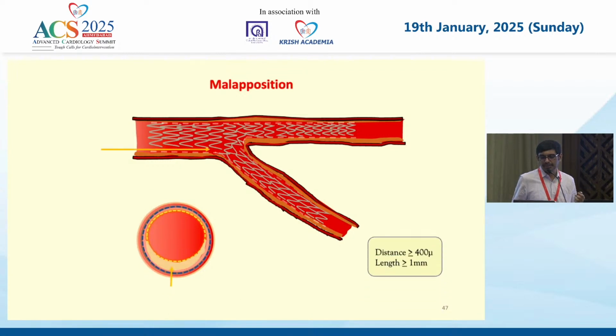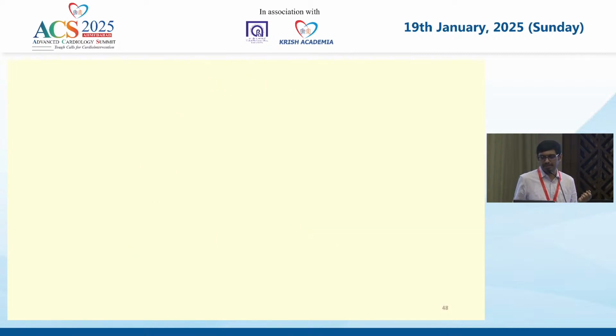And malapposition in left main, try to correct any malapposition, even though significant malapposition is defined as more than 400 microns and length of more than 1 millimeter. Because of the fear of abluminal wiring, correct any malapposition, at least in the left main. In other places, any malapposition more than 400 microns and more than 1 millimeter length requires correction.